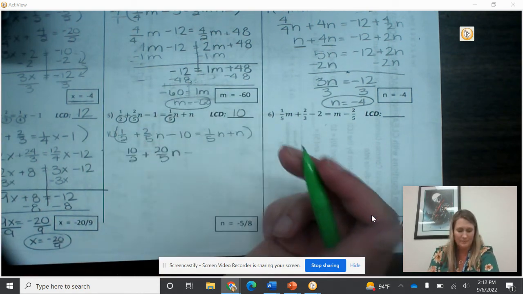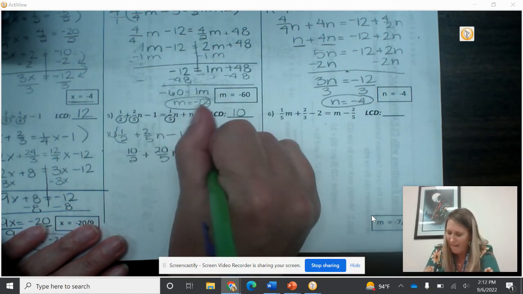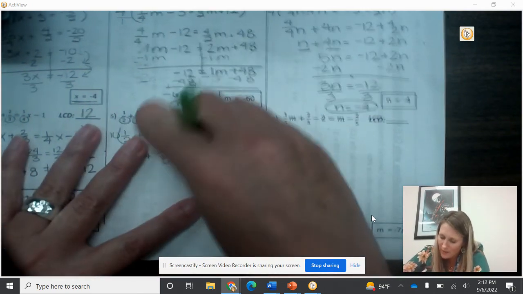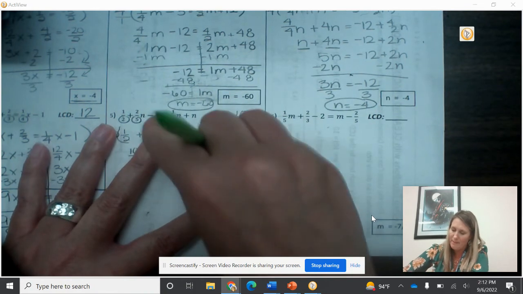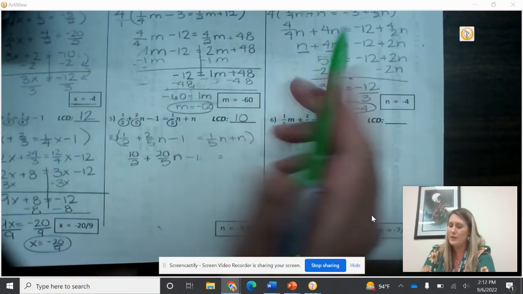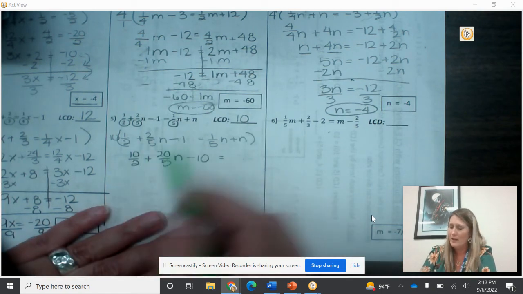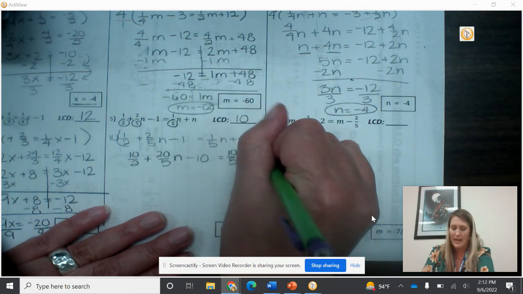10 times 10 is 100. Oh, sorry, that was a 1 there. I don't know why I wrote it as 10. Well, I do. My brain did one step ahead. So that was a 1. And now when we times by 10, we get 10. So now we have 10/5 n plus 10n.